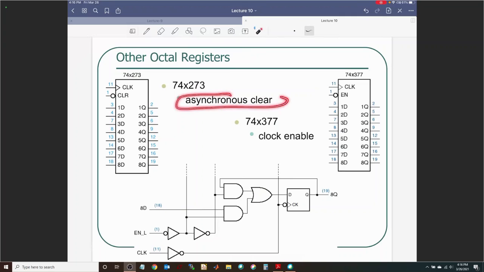This has an asynchronous clear, which means that as soon as I clear, all my outputs will go to 0. It doesn't wait for the next positive edge of the clock. It does it immediately. As soon as you make it clear, it doesn't wait for the next edge to come in, it will make things go to 0. Is there any way to easily tell if it?